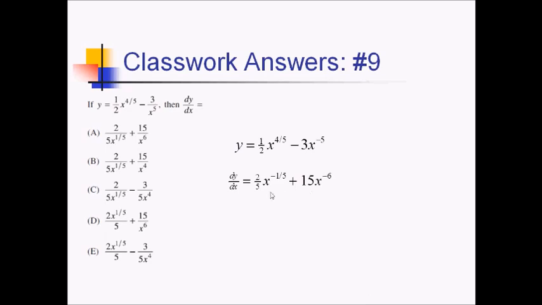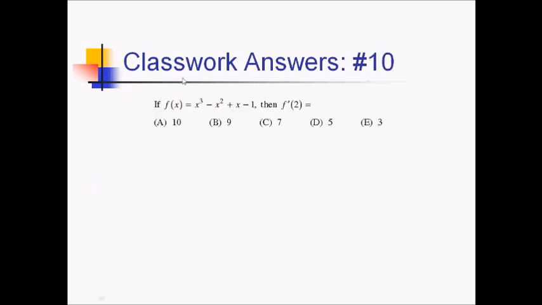Does that match any of my answer choices? Not quite. It looks like they don't have any negative exponents in their answer choices. So let me just convert these to positive exponents. For this first one, I've got 2 over 5x to the positive 1/5. And this will be 15 over x to the positive 6. So that's going to give me, let's see, answer choice, looks like choice A.